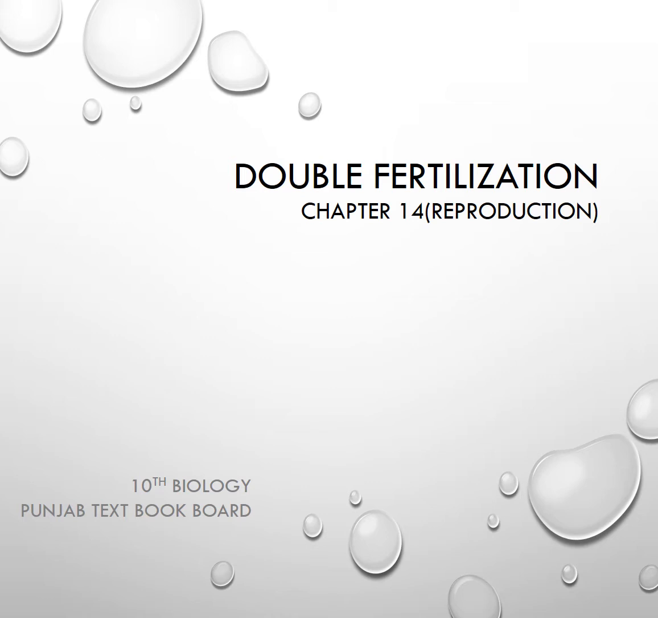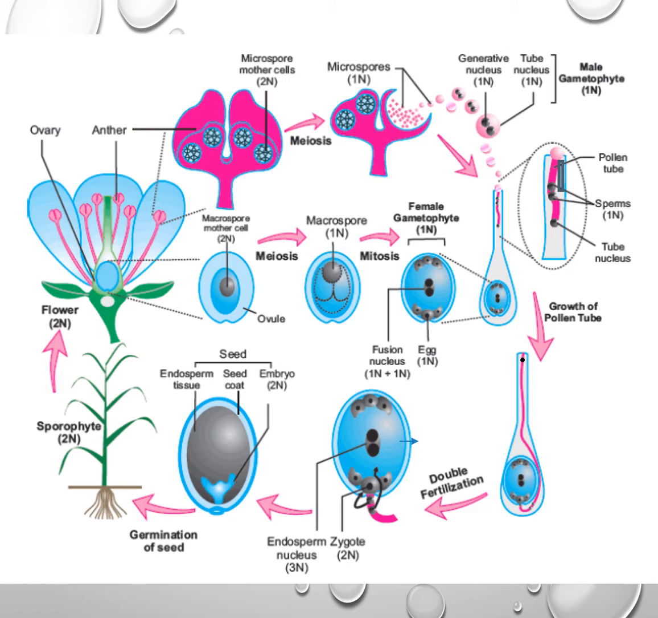Double fertilization is present in chapter 14, which is reproduction, in the biology book of 10th class by the Punjab Textbook Board. The same topic is present in different books also, in the federal board and at FSC level. This topic is considered an important topic. Now this is the figure which you can see in your book.